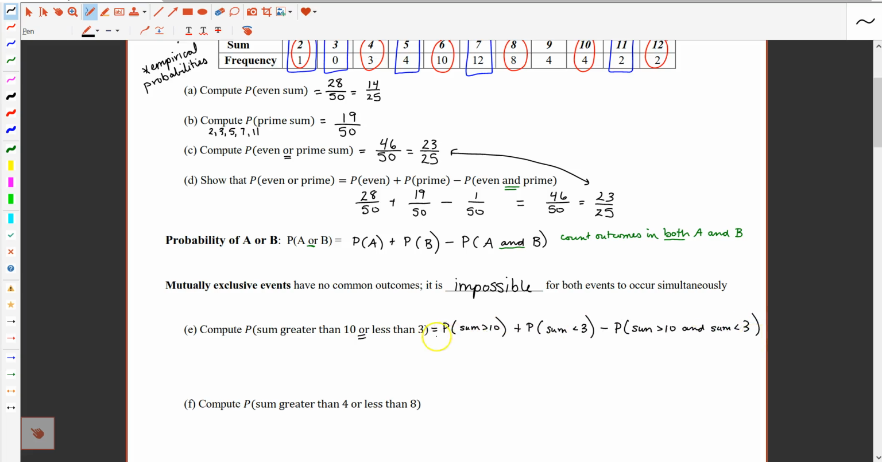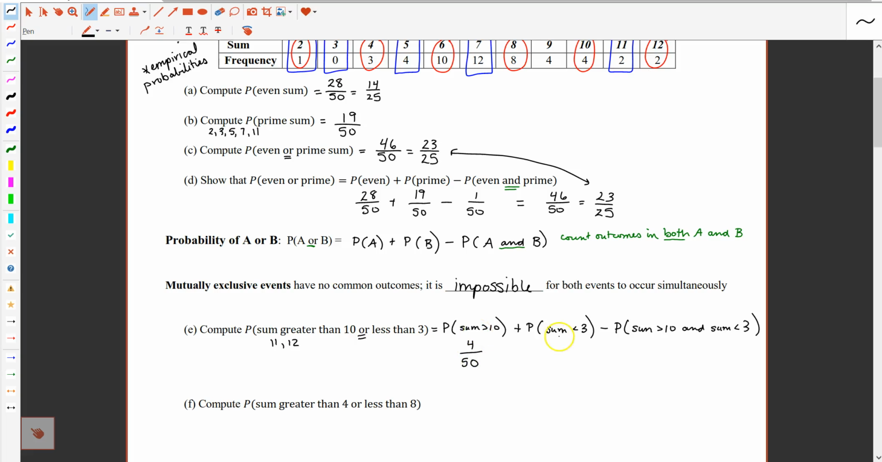Let's say I just wanted you to find the probability that the sum was greater than 10. Well, then the sum would be either 11 or 12. The sum of 11 occurred 2 times, the sum of 12 occurred 2 times. So for the probability that the sum was greater than 10, there are 4 times the experiment satisfied that criteria out of the 50 trials of the experiment.